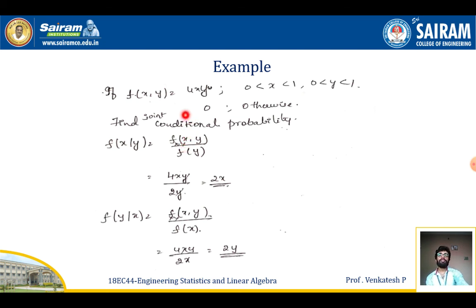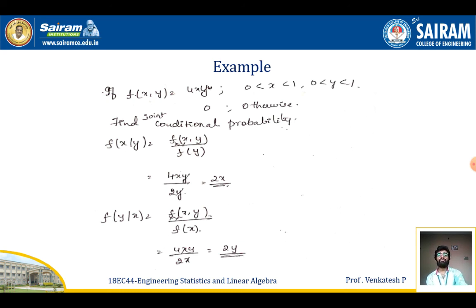4 times xy is the function for f of x comma y. I'm going to replace it here, and from the given f of x comma y we can also estimate the value of f of y, by integrating this function with respect to x over this limit. Replacing both values, f of x y and f of y, I get 4 into xy divided by 2y, which will be equal to 2x.